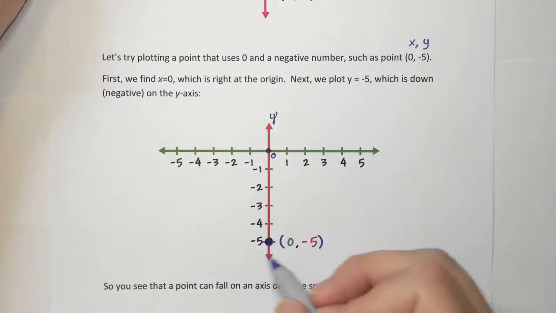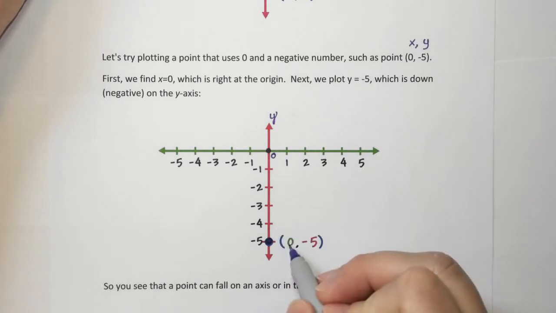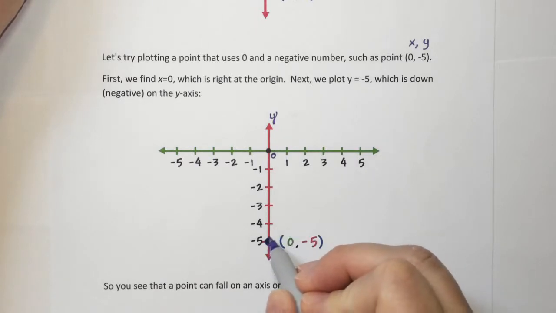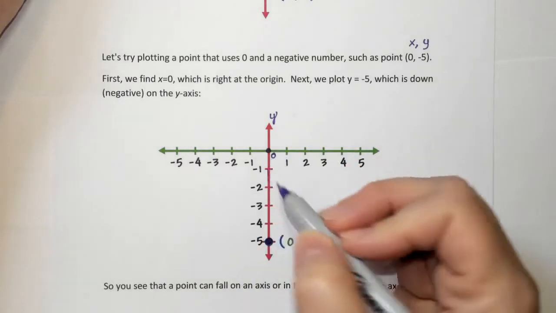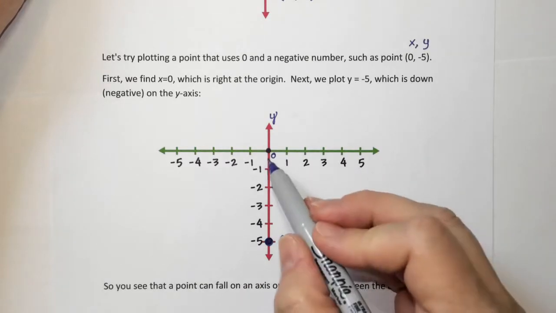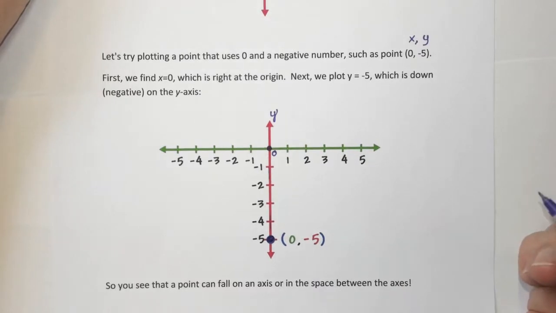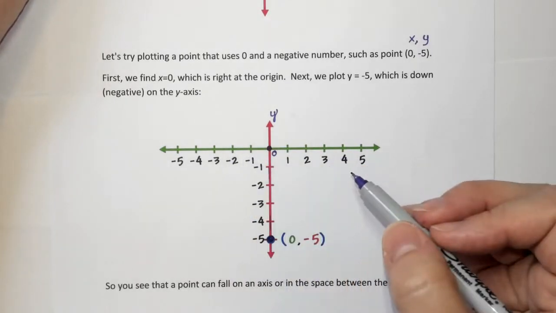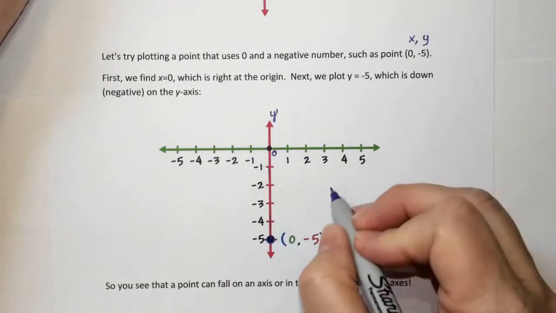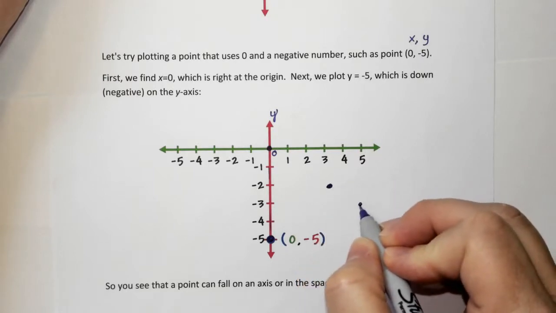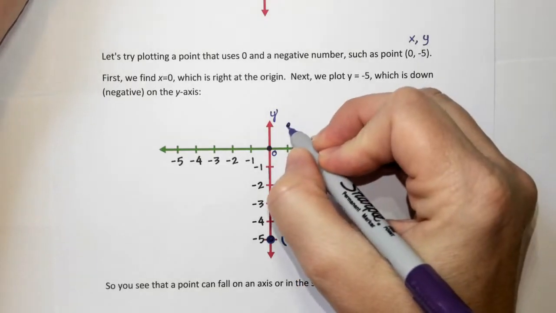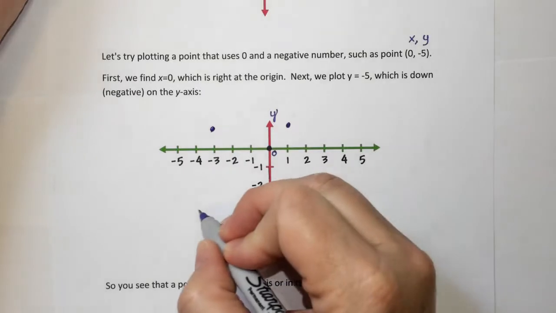You can also double check yourself. Is x 0? Go up and see. It is. It's 0. Is y -5? Yes, it is. So you see that a point can fall on an axis, or a point can fall in the space between the axes. It could be anywhere. Let's practice for a second.